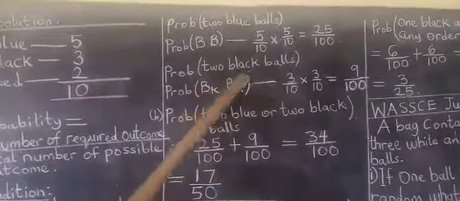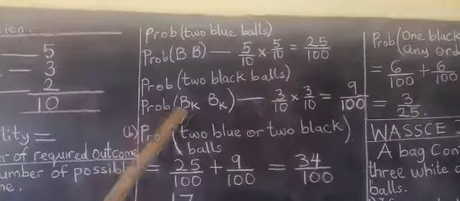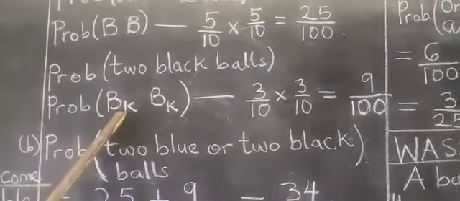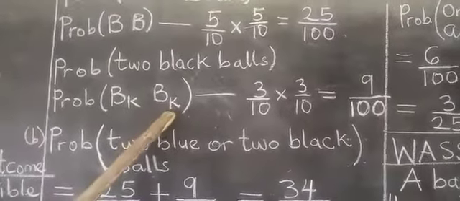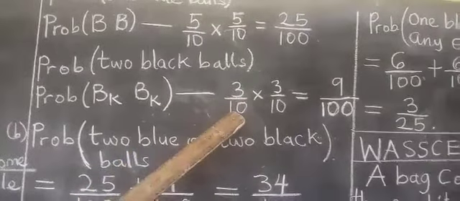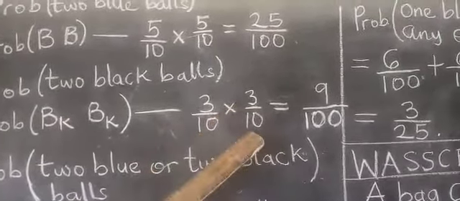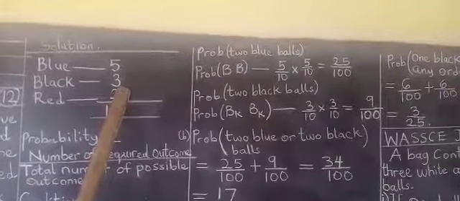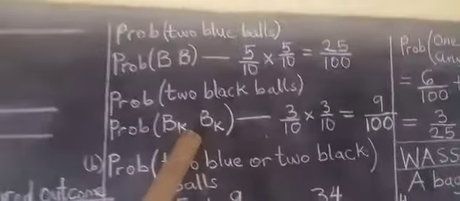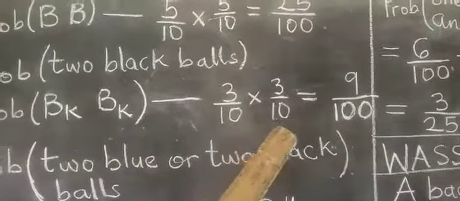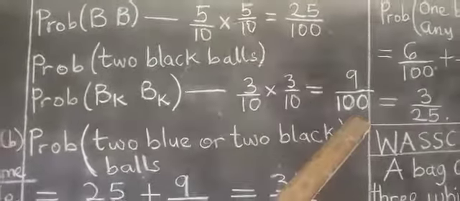Now, probability 2 black balls. That means probability black, black. That is, the first selected was black and the second one selected as well was black. So this gives 3 over 10 times 3 over 10. How do we get that 3? Yes, because there were 3 black balls there. So probability black, black will give 3 over 10 times 3 over 10, and that results in 9 over 100.